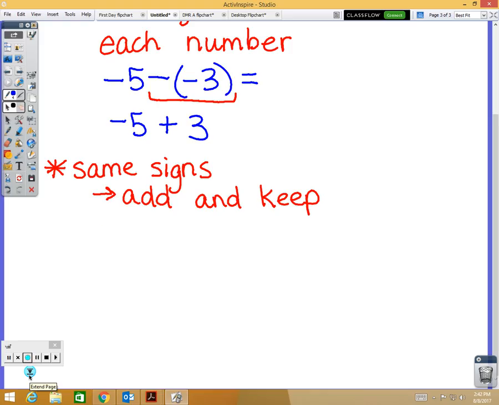For instance, if you had two positives, 4 plus 7, positive, positive, so you add the absolute values and it's positive. But it works the same way if you had negatives. If we had negative 3 minus 2.